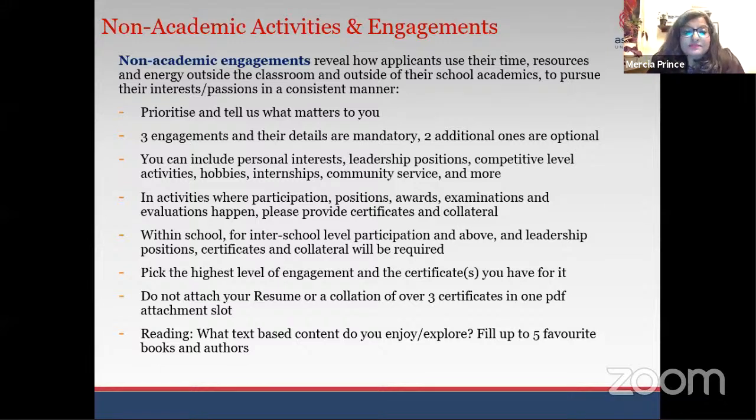So you can preferably list things that you have engaged with in the last 2 to 3 years, right? So that we know what you are exploring now outside your school textbooks, okay? So this is outside your school textbooks. Please keep that in mind as you fill the section.